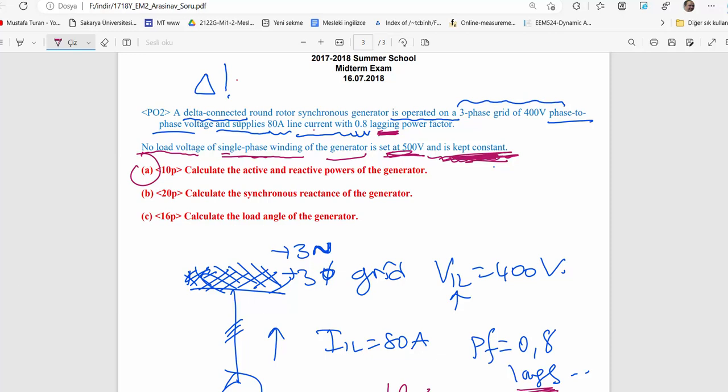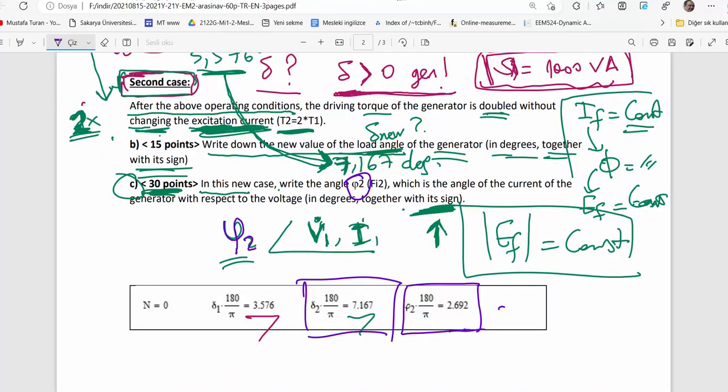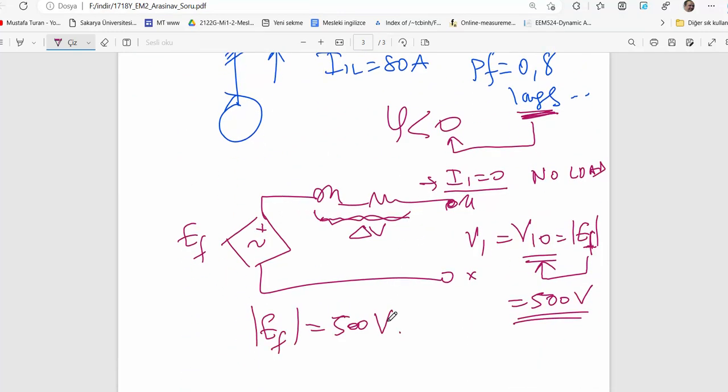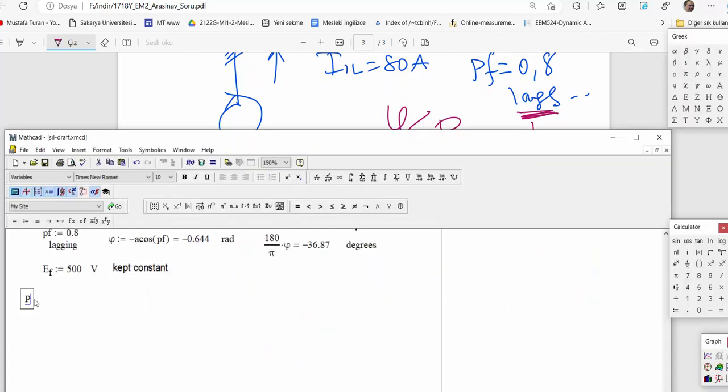Okay, in the first question, calculate the active and reactive powers. It is very easy. Let me just discuss on the answer sheet. I hope it is somewhere here. No, okay, let's calculate. It is not here. Active and reactive powers, P and Q, are asked.